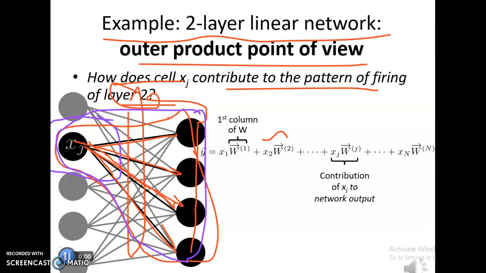Contribution of xj to the network output. This is the point.